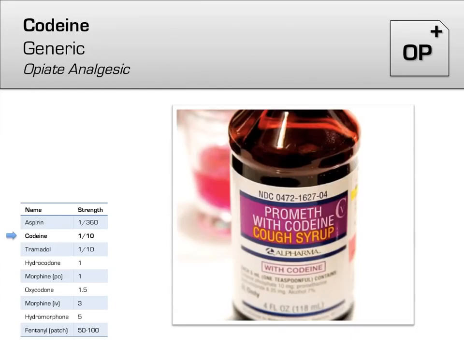The next opiate is codeine, which you will see from the chart is actually weaker than morphine. However, because of this property, it can be used for more mild applications, such as providing mild sedation and relief via cough syrup for the common cold.